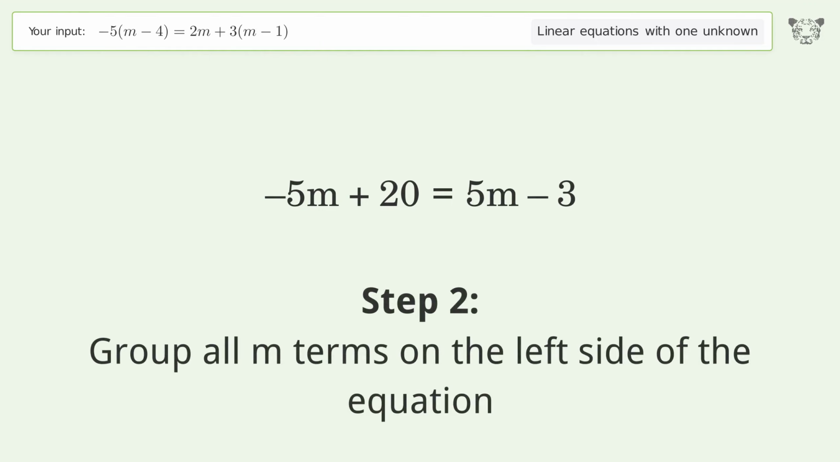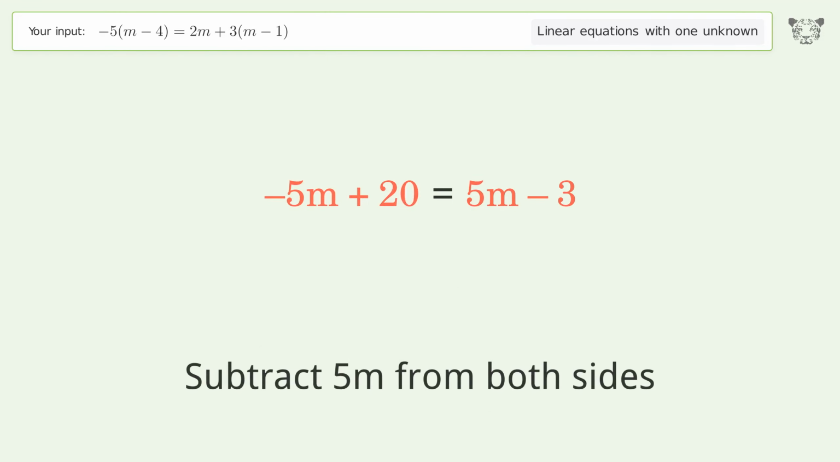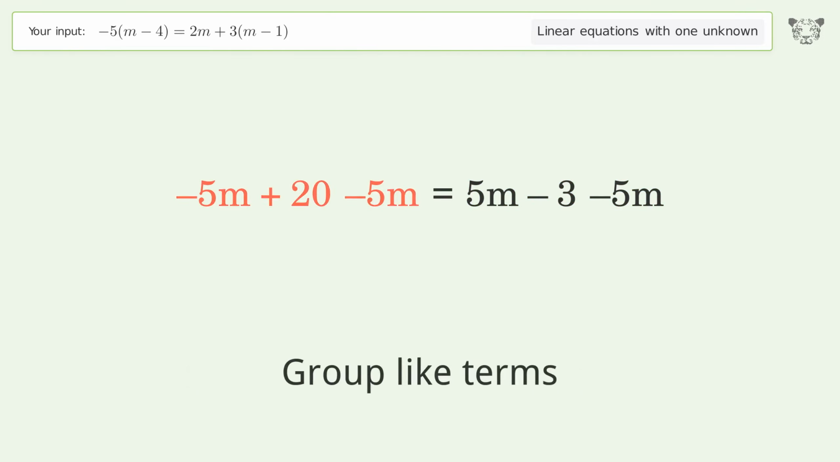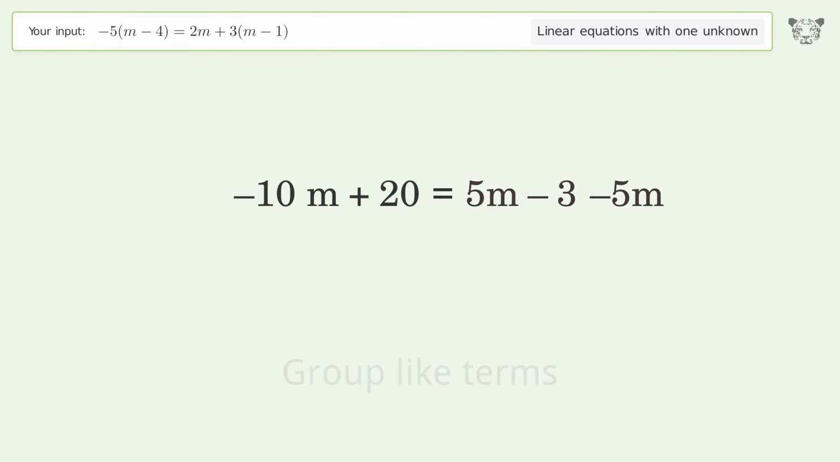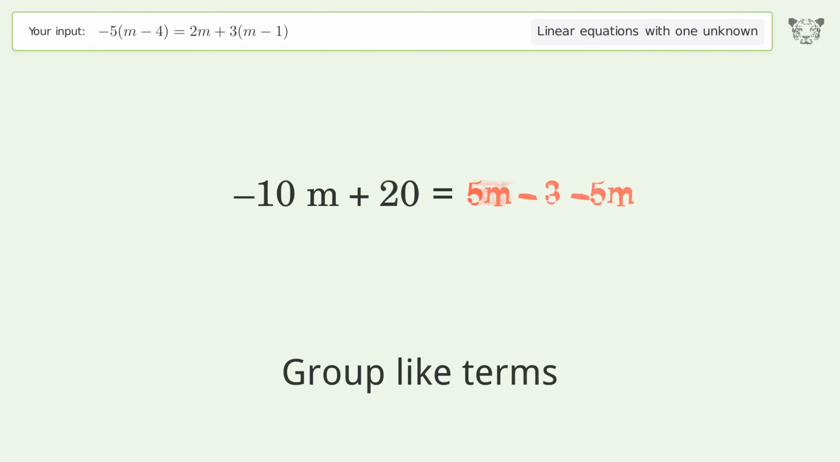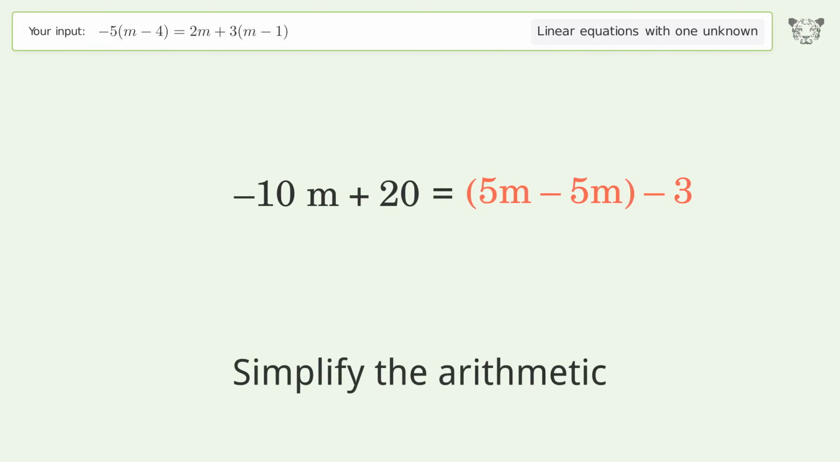Group all m terms on the left side of the equation. Subtract 5m from both sides. Group like terms. Simplify the arithmetic. Group like terms. Simplify the arithmetic.